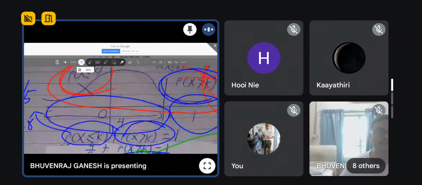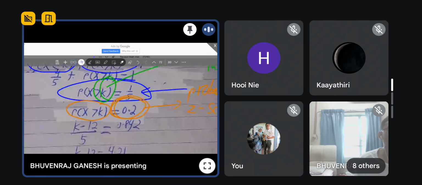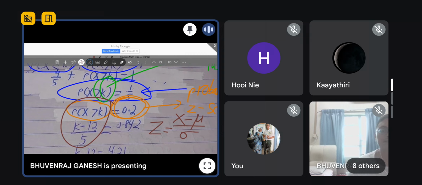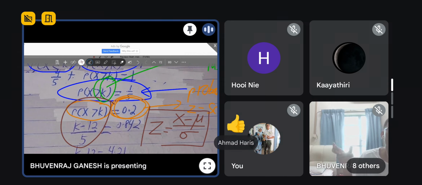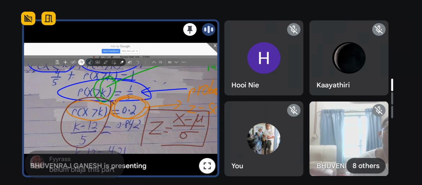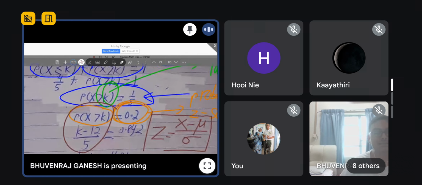So this is how I get 0.842 here. For the left hand side, how do I convert? We have to use the formula Z equals X minus mean divided by standard deviation. Do you all see this formula before? Everyone here? I think you have seen it, right? So this is how we convert X score to Z score. Oh, you haven't learned yet? That means your school is a bit slower.